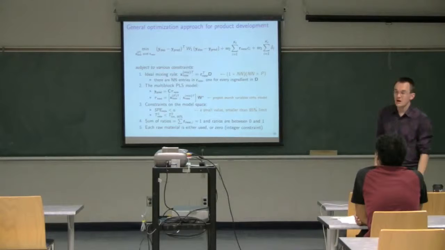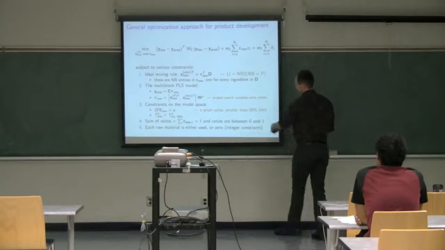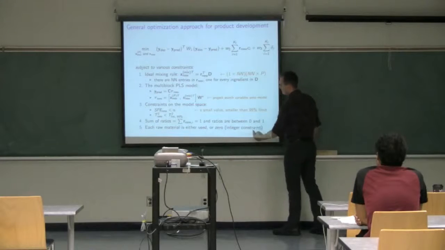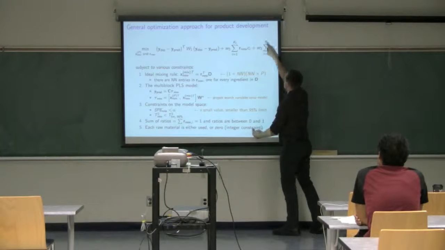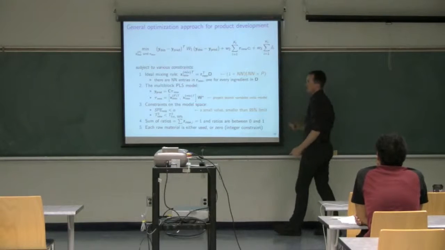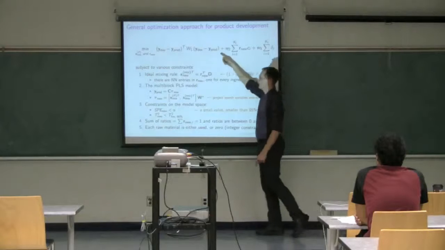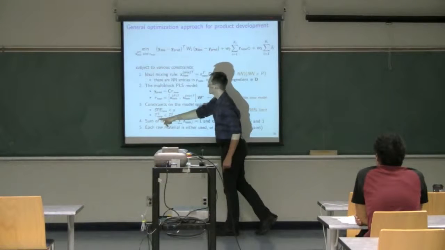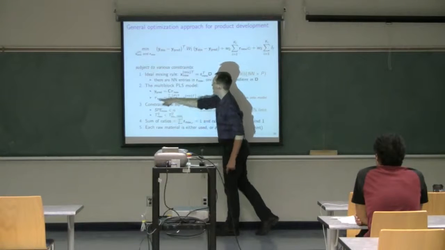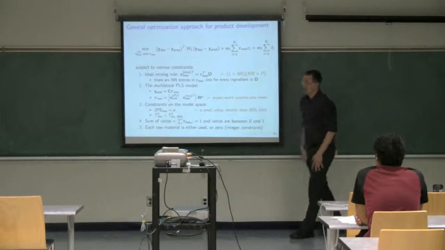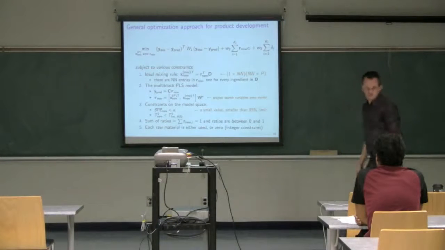So this is a big, big mixed integer non-linear programming problem. It's mixed integer coming from these constraints, from this requirement that we either use or don't use raw materials, and that penalty term up there. It's non-linear, given the quadratic nature up here, given that T squared is a quadratic function of the scores, tau. So it's a MINLP.